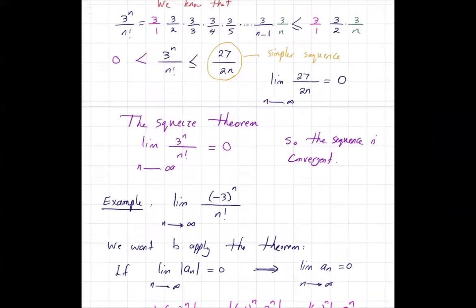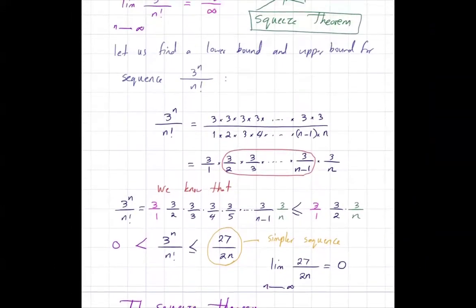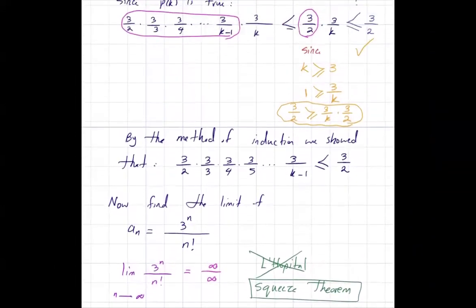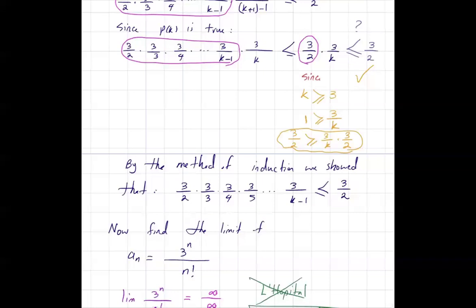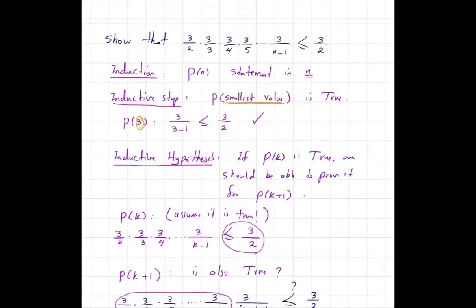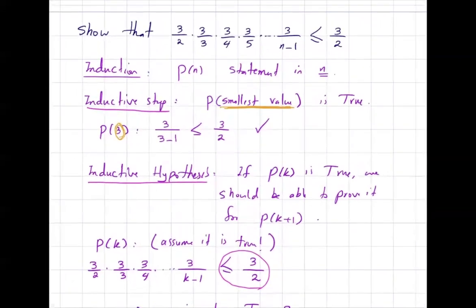So let us recap what we did. We are applying the method of induction to show that this product, 3 divided by 2 times 3 divided by 3 times 3 over 4 times 3 over 5 times up to 3 over n minus 1, is less than or equal to 3 over 2. So we can find the upper bound for this multiplication.